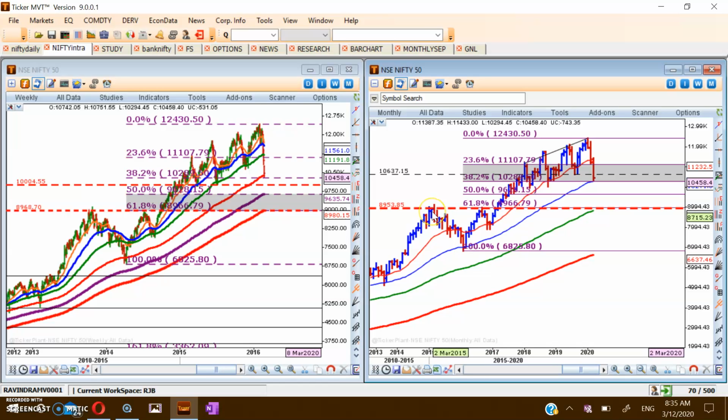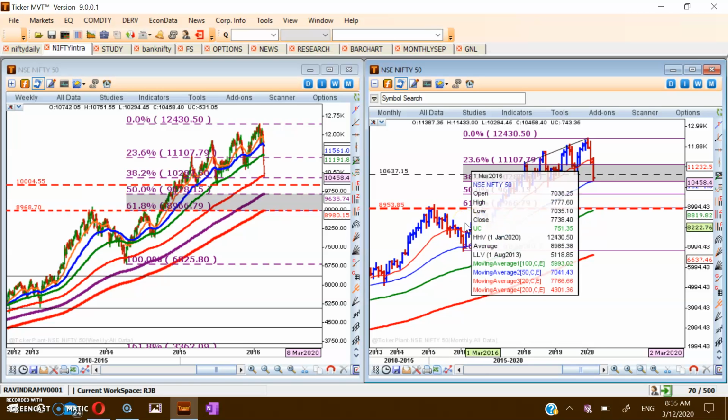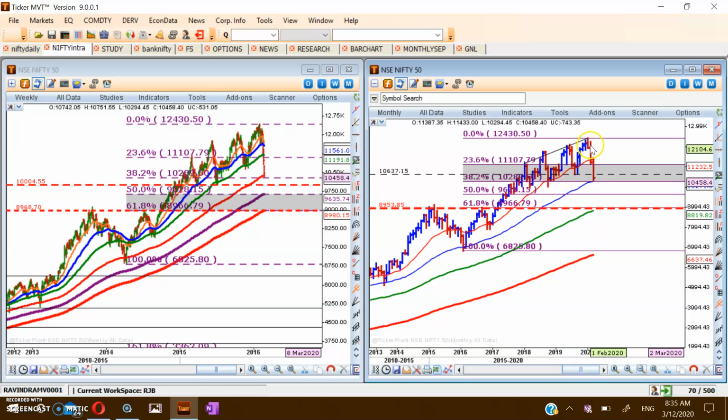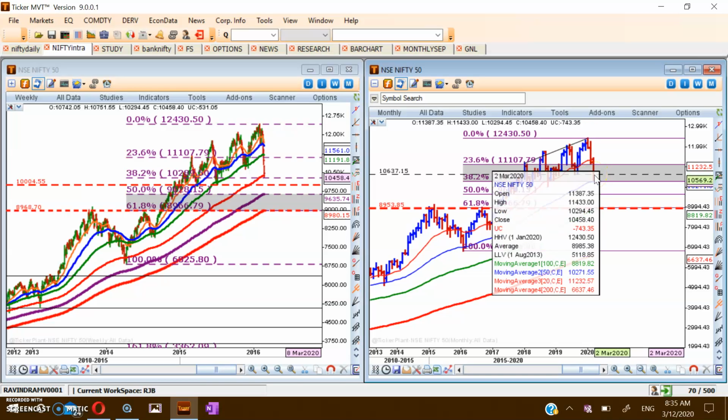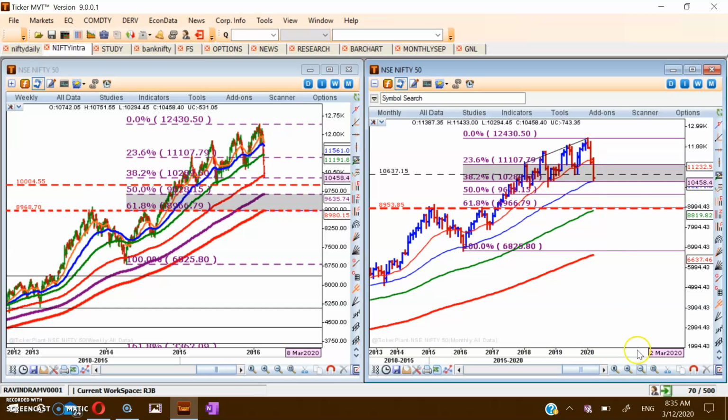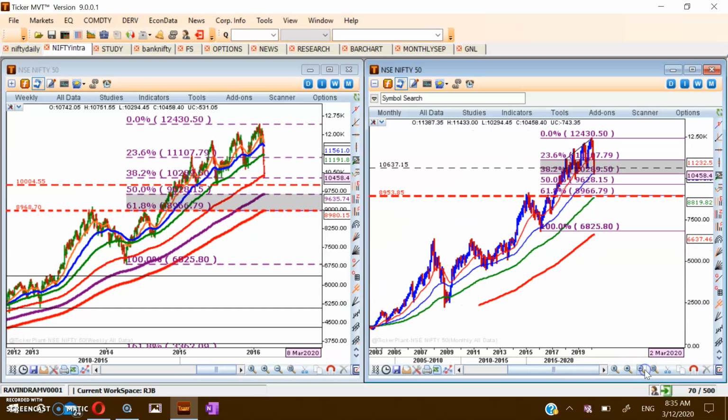and that fall happened to create a channel formation, which was basically a continuation formation, whereas this fall we cannot attribute to a consolidation formation, but rather it is an absolute fall. This is not a correction, but basically this is a bear grip. And if you look at this formation, this kind of fall was seen in 2008.